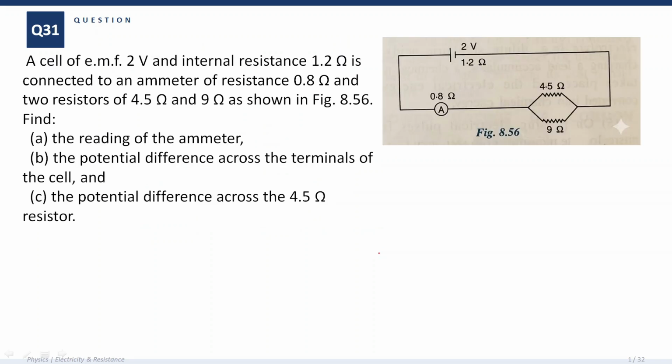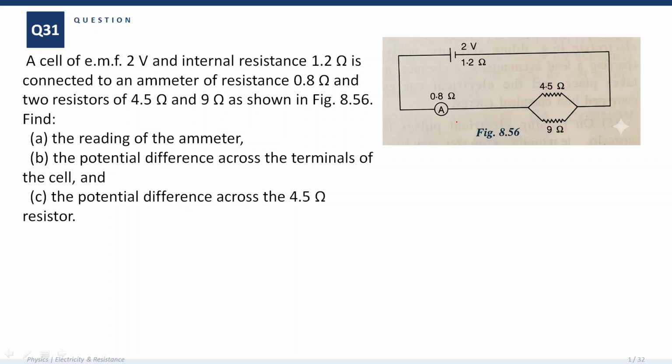The next one. A cell of EMF 2 volt and internal resistance 1.2 ohms is connected to an ammeter of resistance 0.8 ohms and two resistors of 4.5 ohms and 9 ohms, as in figure 8.53. Find the reading of the ammeter, the potential difference across the terminals of the cell, and the potential difference across 4.5 ohms.